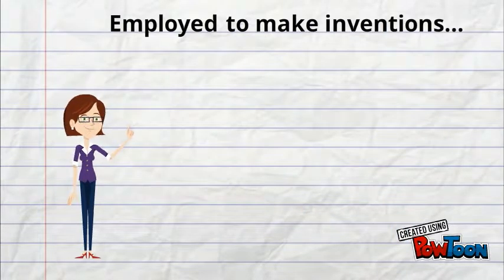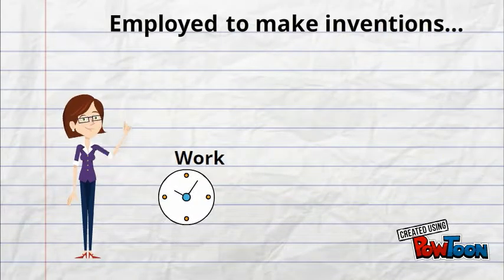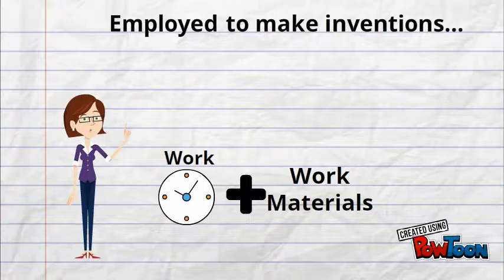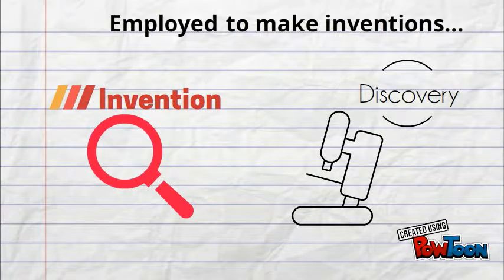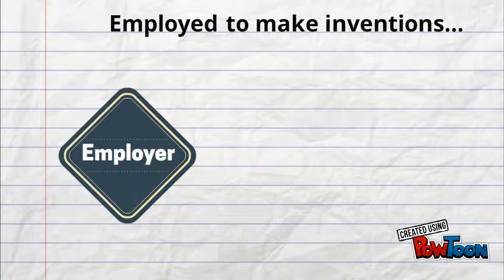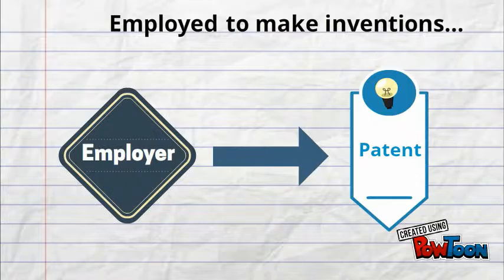Let's say that you are employed to make inventions, and that is what you are instructed to do during work hours with work materials. Then any invention or discovery made will be the property of your employer and not yours. Your employer can then apply for a patent despite it being your invention or discovery.